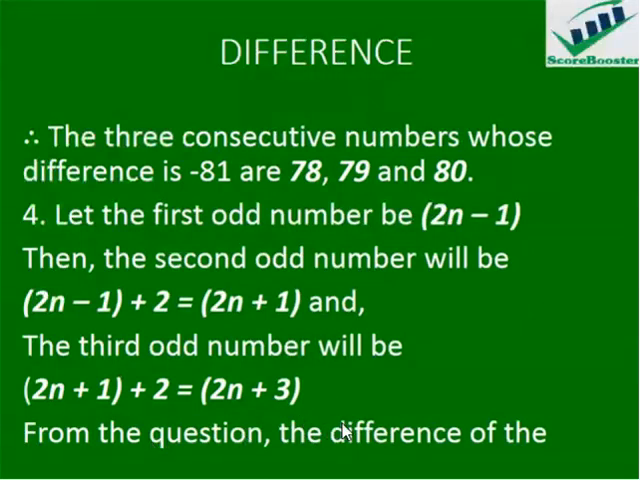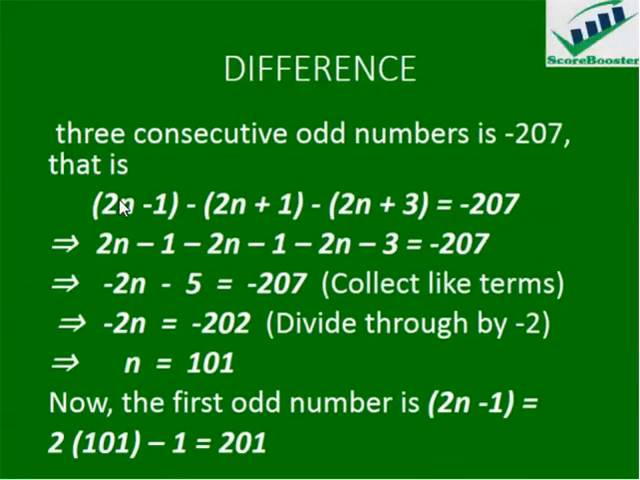So from the question, we are told that the difference of the three consecutive odd numbers is minus 207. So you subtract the second odd number from the first odd number, and then when you get the result, you subtract the third odd number from it, and the result will be minus 207. So now, like the first example, we open the bracket.